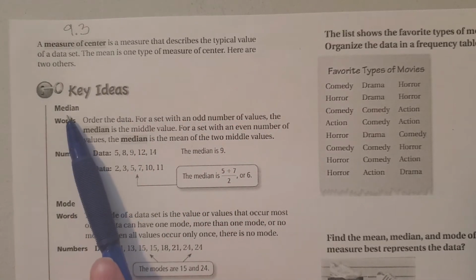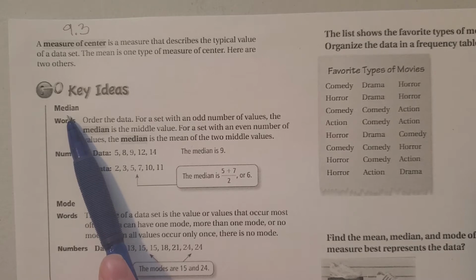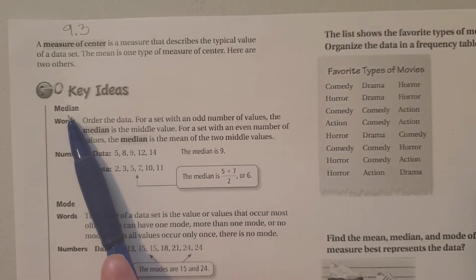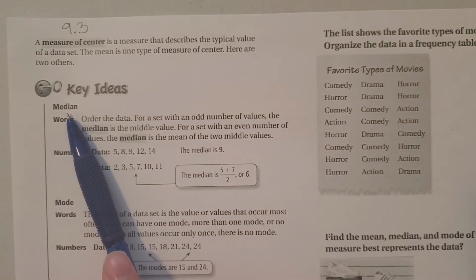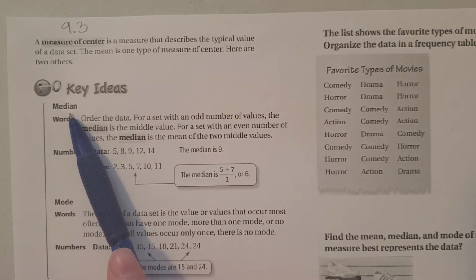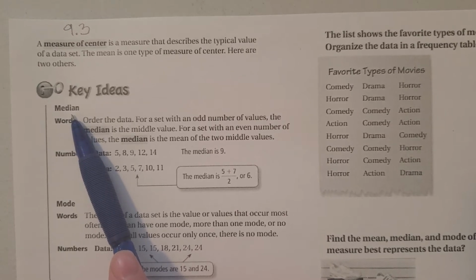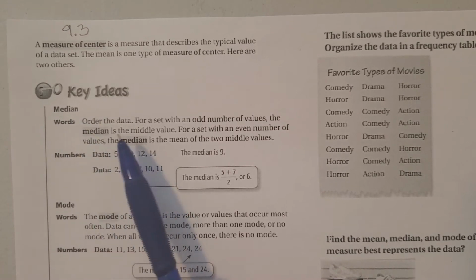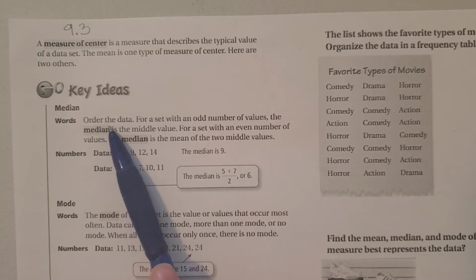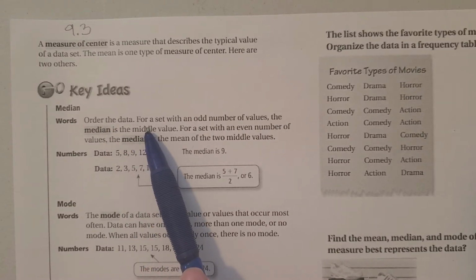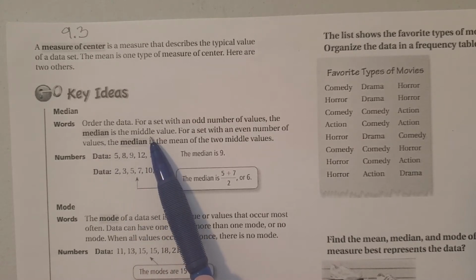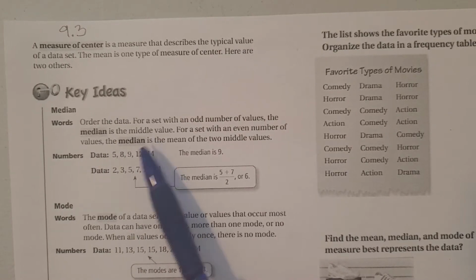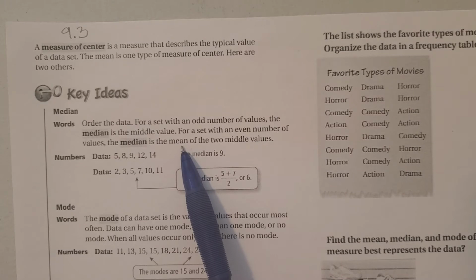So we have median, which kind of sounds like the median when you are driving in a car. In the middle of the road, there will be something called a median that separates you from another lane. And the way I remember it is, it kind of looks like middle, which is exactly what it is. It's the middle number. So in words, we order the data from least to greatest. For a set with an odd number of values, the median is the middle value. Sometimes you'll get two middle numbers, and if you do that, you have to find the average of those two middle numbers.